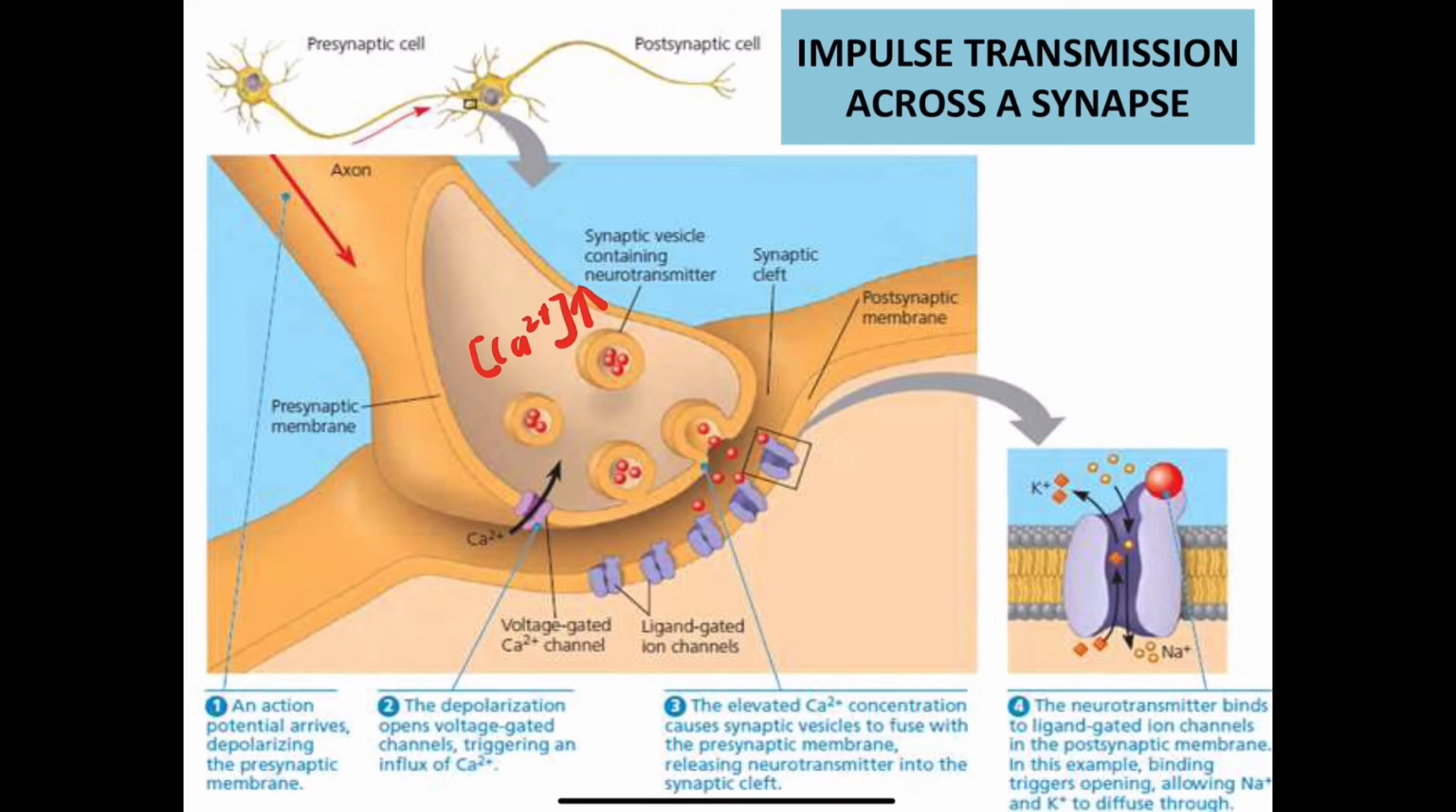This triggers the synaptic vesicles to fuse with the presynaptic membrane and release neurotransmitter to the synaptic cleft by the process of exocytosis. Neurotransmitter will move across the synaptic cleft and bind to the receptor, which is the ligand-gated sodium channel on the postsynaptic membrane.